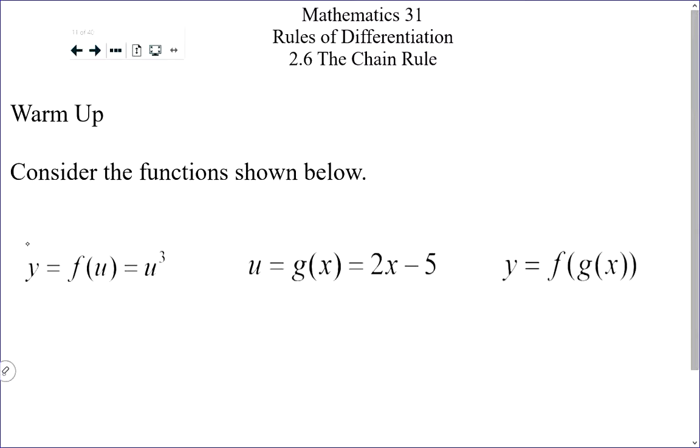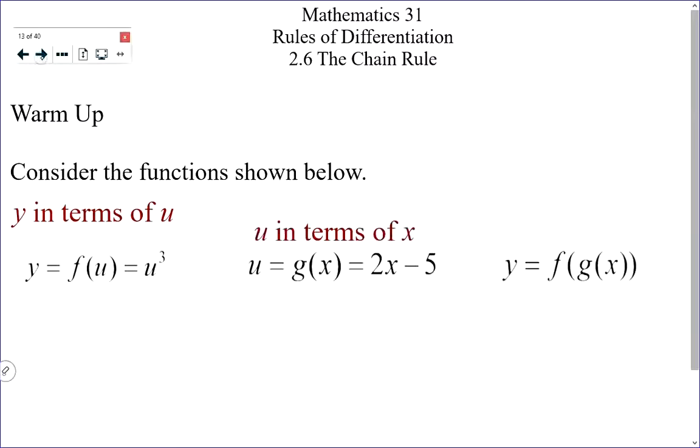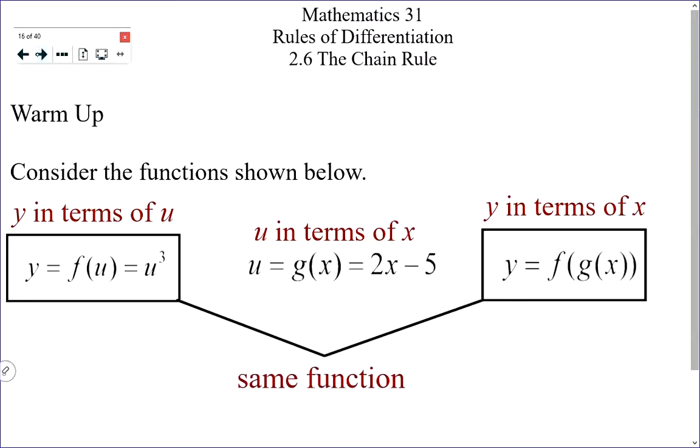Those of you who have completed Math 30-1 will recognize this is a composite function, where you take the output of one function and put it in as an input in another function. And then we have the third function, which is y equals f of g of x. Okay, but wait a minute. This is y in terms of u. This is u in terms of x. This is y in terms of x. These two are the same function.